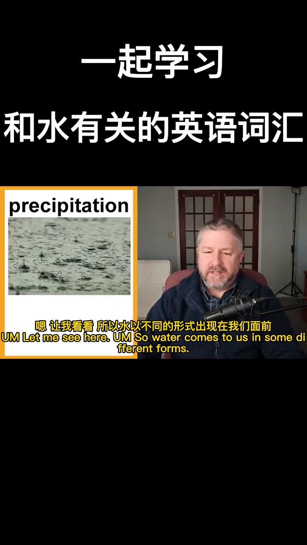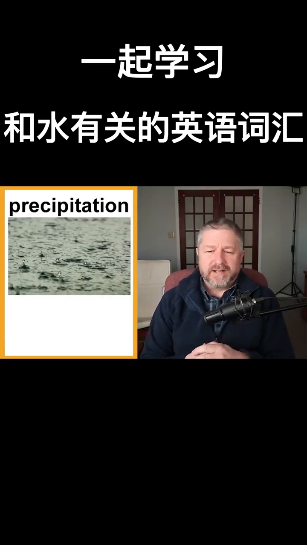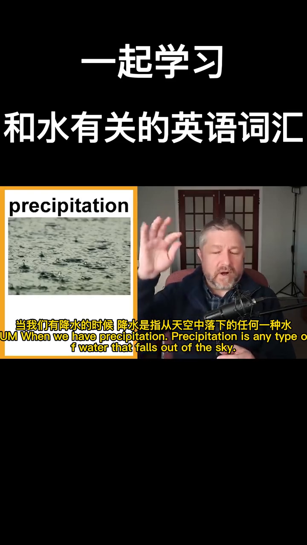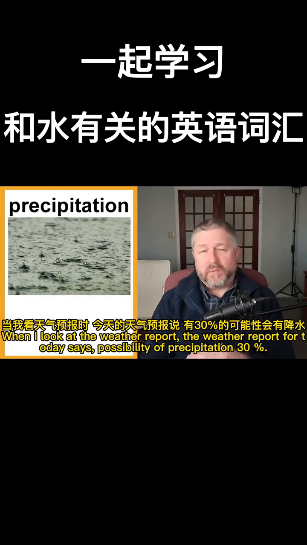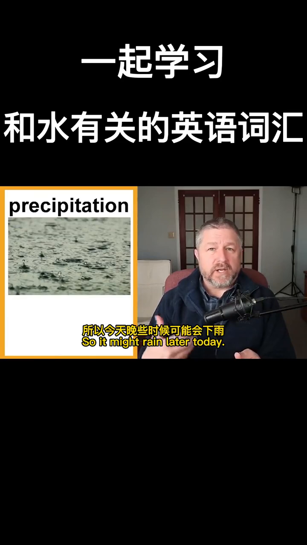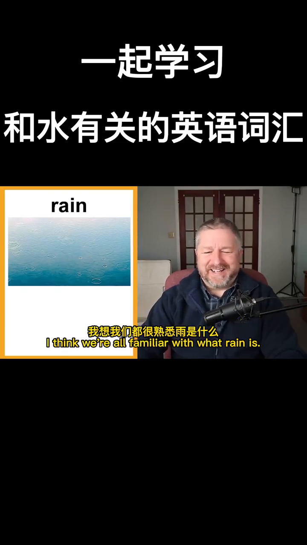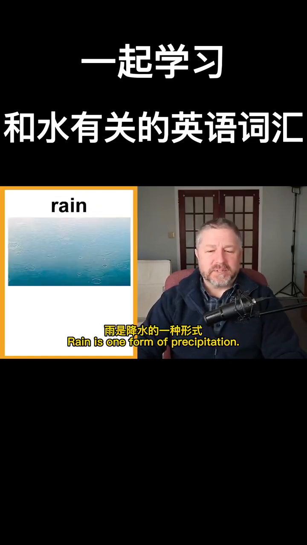So water comes to us in some different forms when we have precipitation. Precipitation is any type of water that falls out of the sky. When I look at the weather report for today, it says possibility of precipitation, 30%. So it might rain later today. So rain is one form of precipitation. And when we get rain, then literally water falls out of the sky. I think we're all familiar with what rain is.